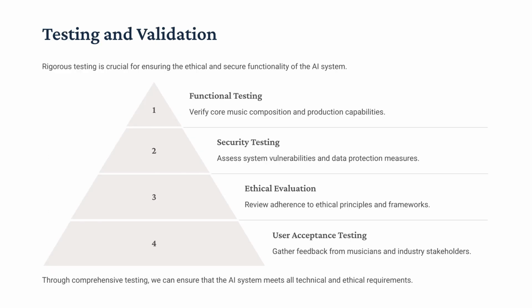and go, oh my god, we've got all this credit card data that is now being sold on the dark web. And finally, for testing and validation, we're going to have rigorous testing, which is crucial for ensuring the ethical and secure functionality of the AI system. So one, functional testing. We're going to verify core music composition and the production capabilities. Two, security testing. We're going to assess the system vulnerabilities and data protection measures. Three, ethical evaluation. We're going to review adherence to the ethical principles and the frameworks that we put in place.